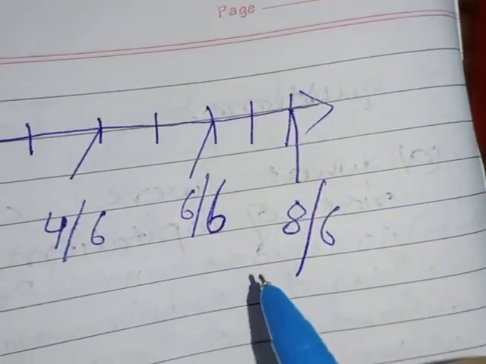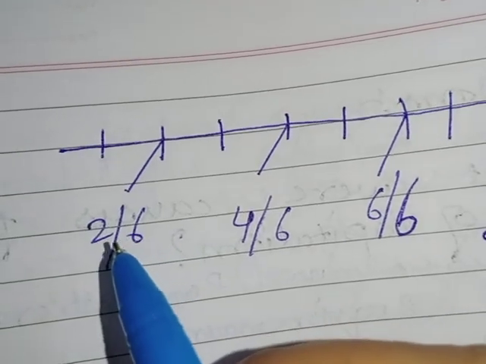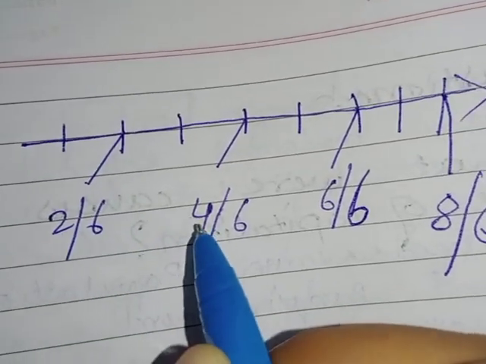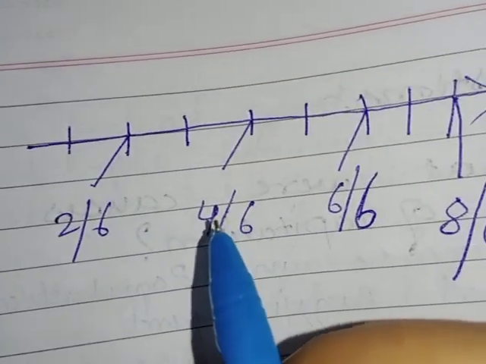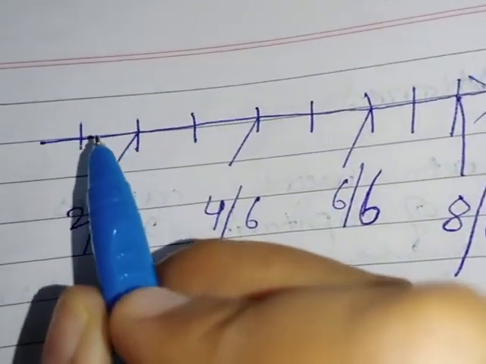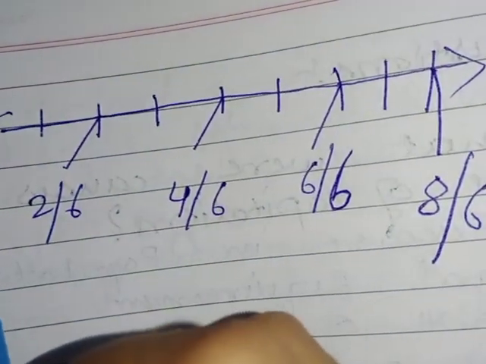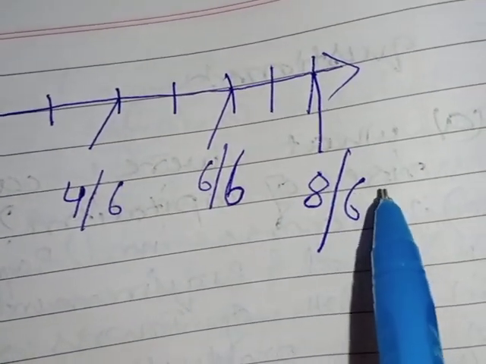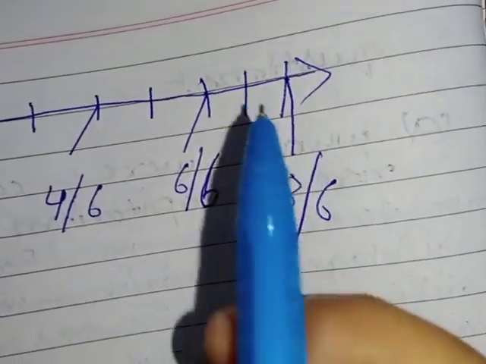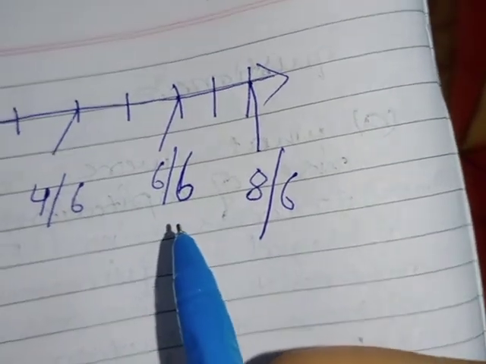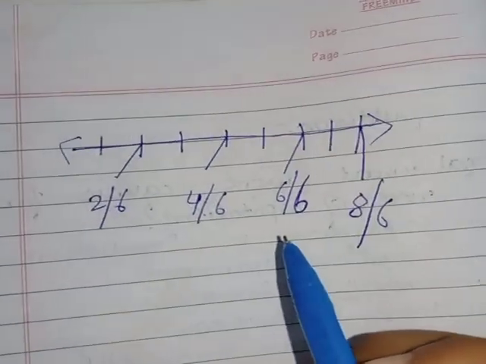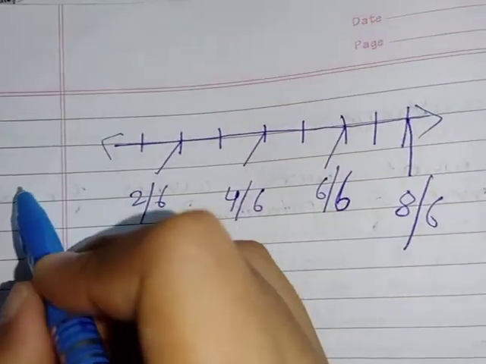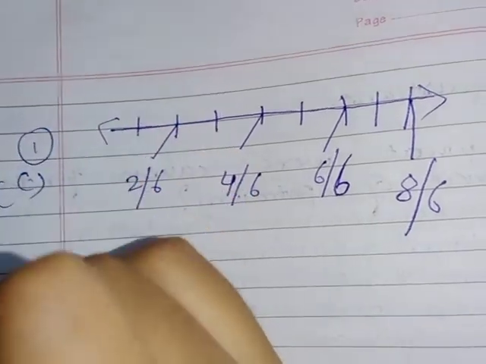Always keep in mind the fractions which are proper, where the numerator is smaller, those fractions will all be before 1, okay? And those fractions where the numerator is greater, that is improper, those will be shown after 1. Clear? This is your representation of the following fractions on the number line.